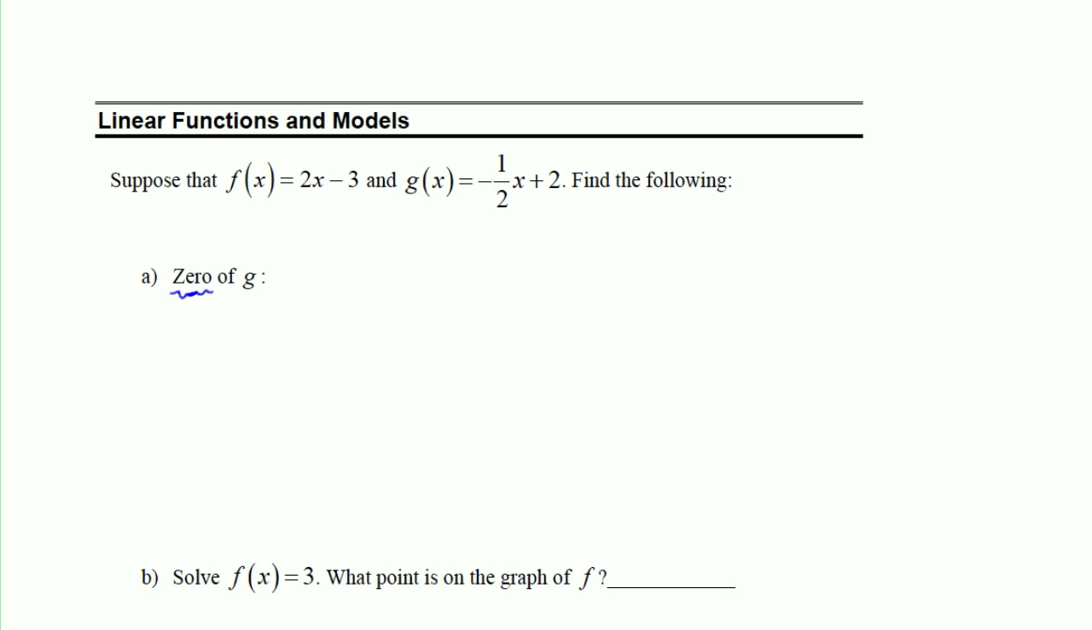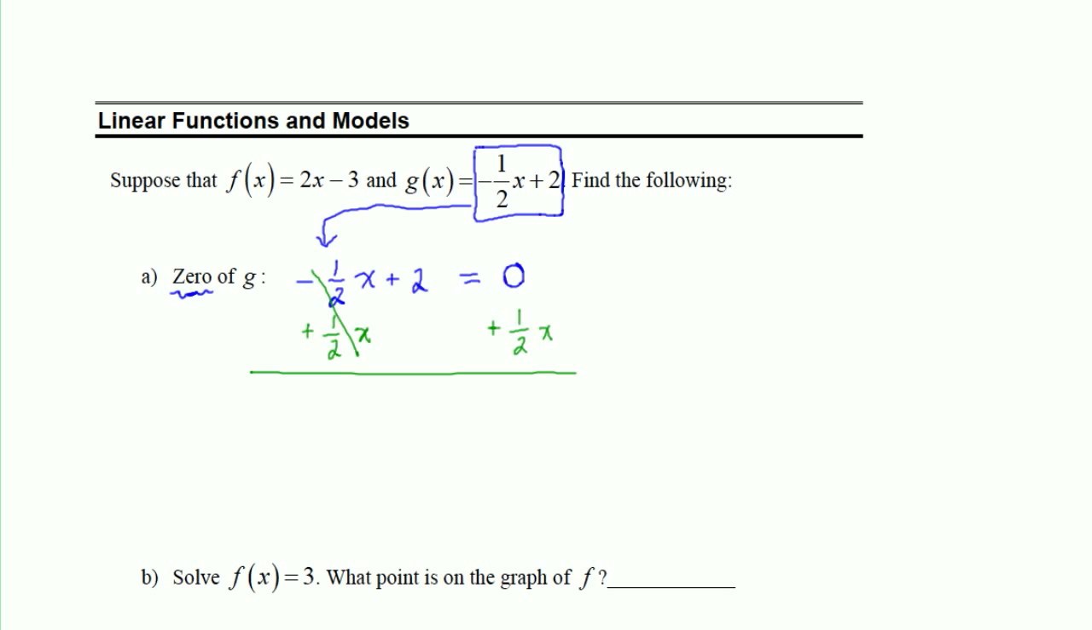So the way we find a 0 is by taking the formula that defines the function, which in this case is negative 1/2 x plus 2, and setting it equal to 0, indicating that the output should be 0. Then we can solve this equation. We can solve this by first adding this 1/2 x term over to the right just to make it positive. That way we'll have positive terms on both sides.